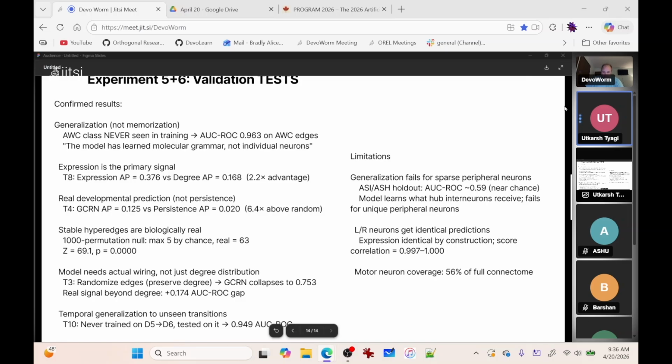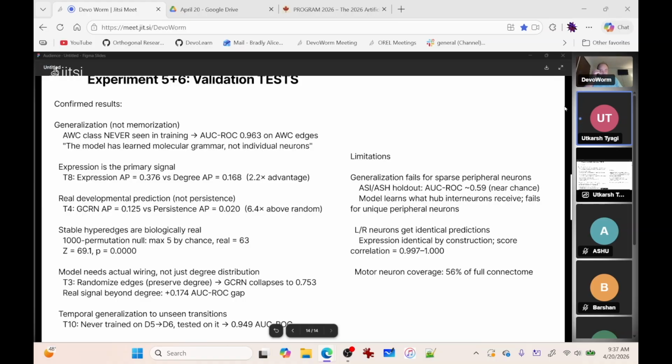The strongest positive result was the generalization test. I took the AWC olfactory neuron class, AWCL and AWCR, and removed all of their edges from the training loss. The model had to predict the AWC connectivity using only the expression profile of AWC and the expression profiles of the candidate partners. It achieved 0.963 AUC-ROC. The model could correctly identify that AWC connects to AIA, AIB, and AFP, the canonical olfactory circuit, without ever being trained on those connections.